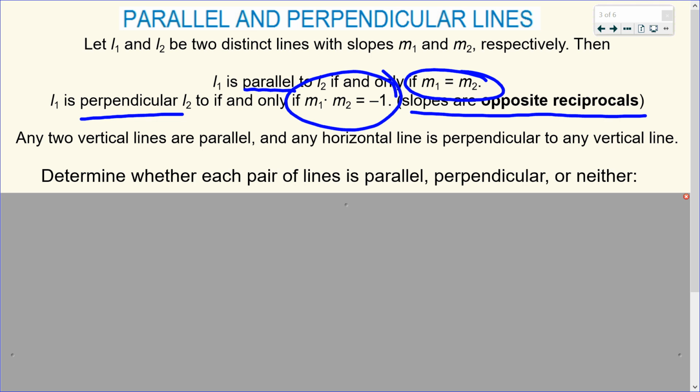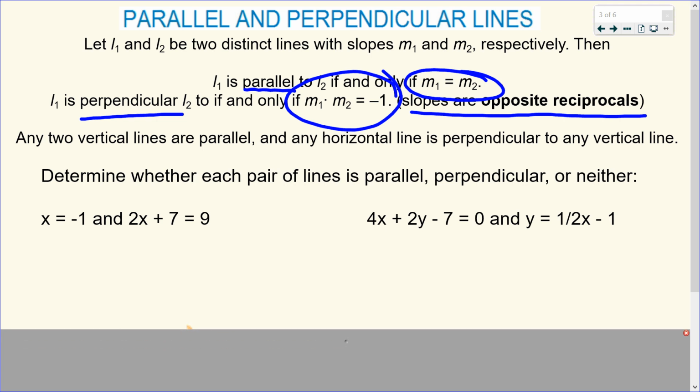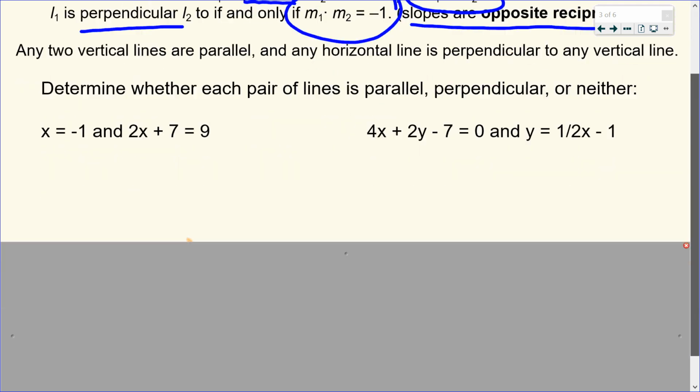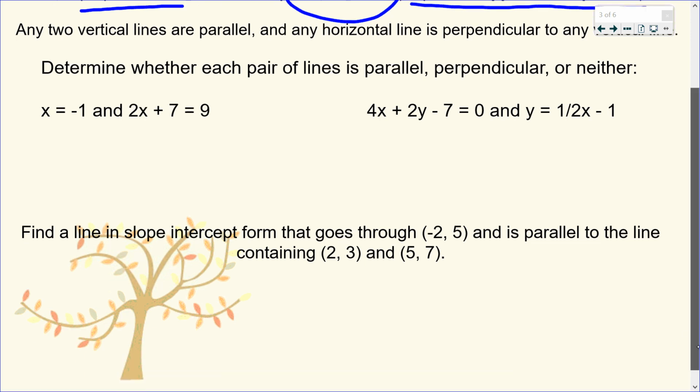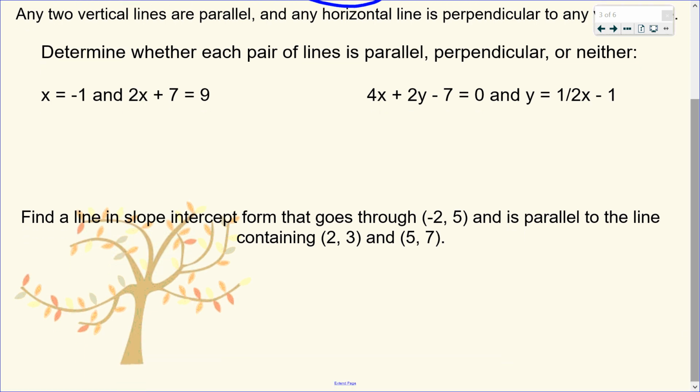And then, of course, horizontal lines are parallel to horizontal lines, vertical are parallel to vertical, and horizontal and vertical are perpendicular to one another. All right, so I'm going to give you a couple minutes. Go ahead and do all 3 of these. Try these with your groups, partners, whoever you want to work with.